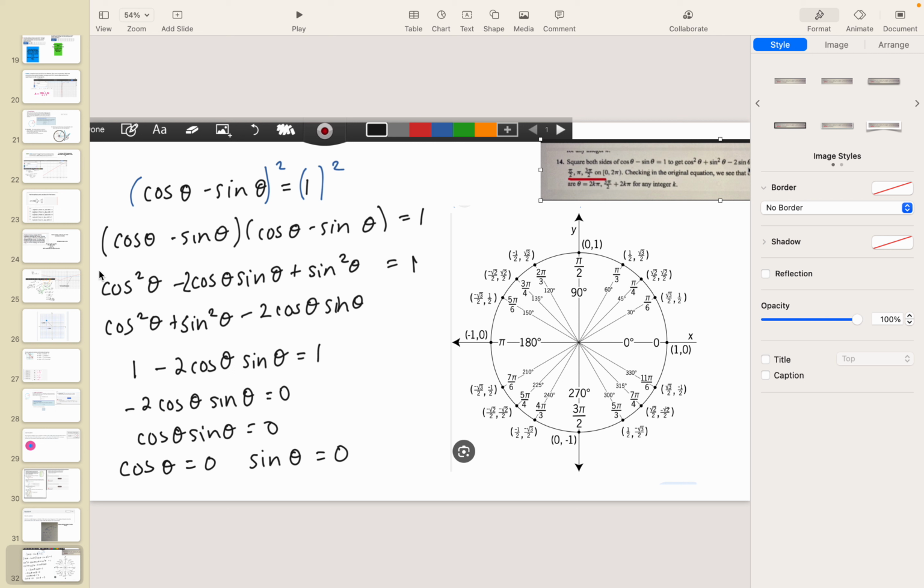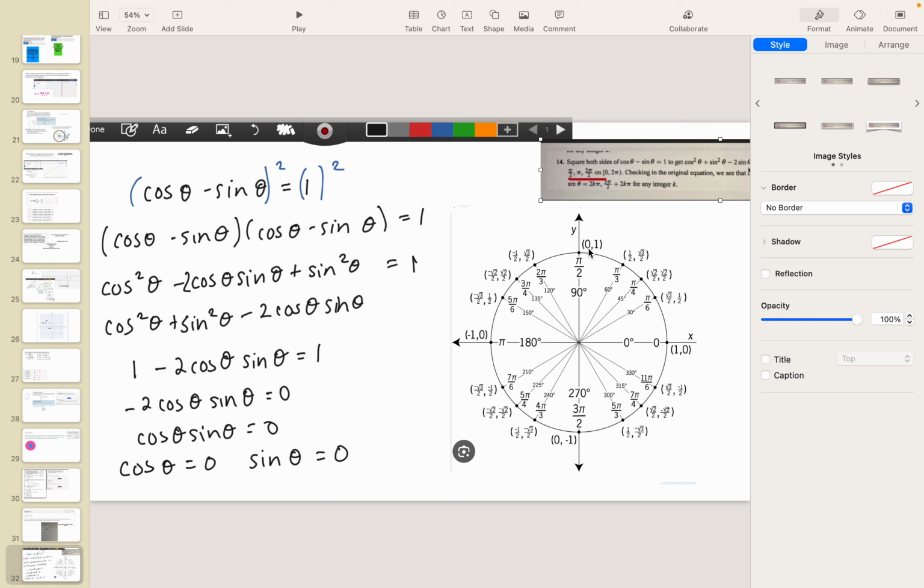Then I took the cosine squared plus the sine squared and rewrote it as 1. And then I have minus 2 cosine theta times sine theta equals 1. I move the 1 over, divide by -2, and I end up with cosine theta sine theta equals 0, which means the cosine equals 0 or the sine equals 0.